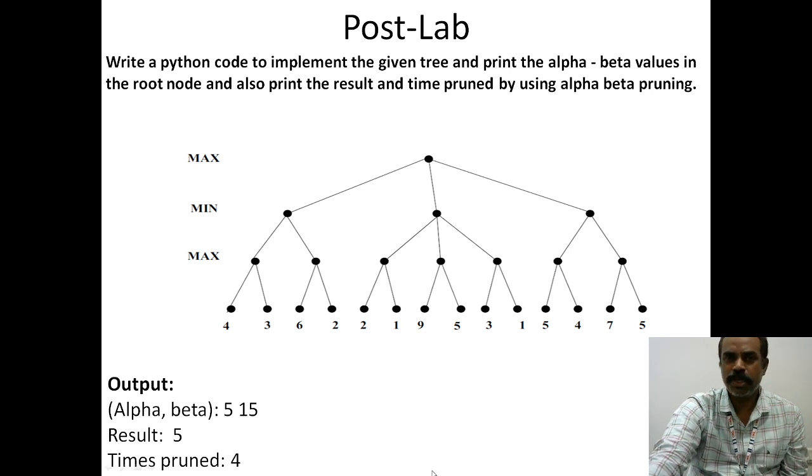What alpha beta pruning basically does is, it will not evaluate all the nodes. Based on the alpha beta values, certain nodes will be pruned. So this improves the efficiency of the min-max algorithm. With this we come to the lab 5 exercise.